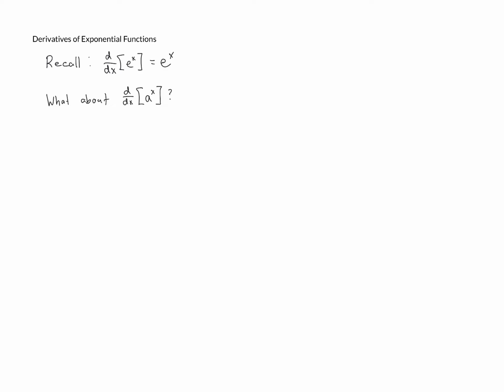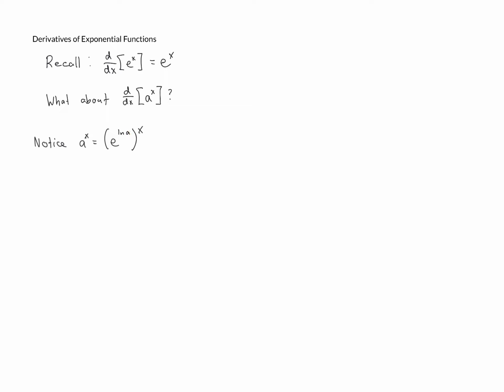So what we want to do is we want to make an observation. We want to notice that if we have a to the x, this is equal to e to the ln of a to the x power. That might not seem intuitive to you right away, but I want to look at what's inside the parentheses because there is something neat that's going on here.